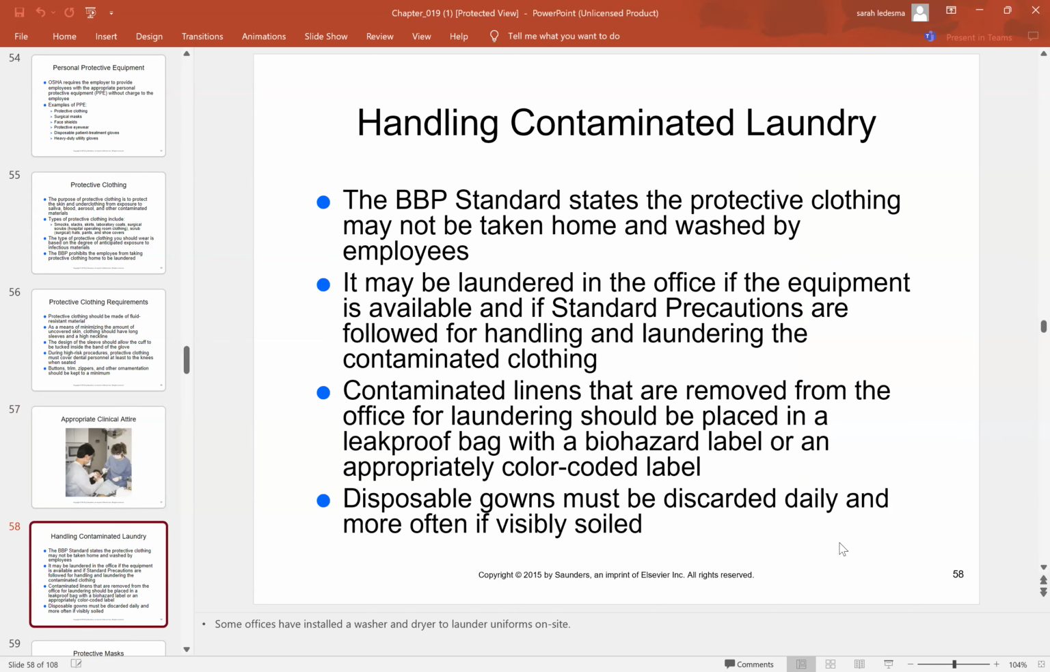The BBP standard states that protective clothing may not be taken home and washed by employees. It may be laundered in the office if the equipment is available and if standard precautions are followed for handling and laundering the contaminated clothing. Contaminated linens that are removed from the office for laundering should be placed in a leak-proof bag with a biohazard label or an appropriately color-coded label. Disposable gowns must be discarded daily and more often if visibly soiled.